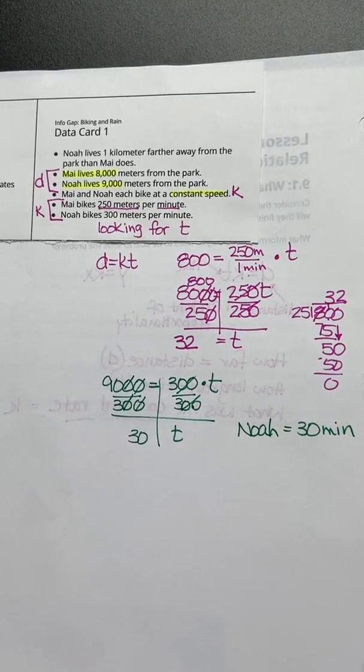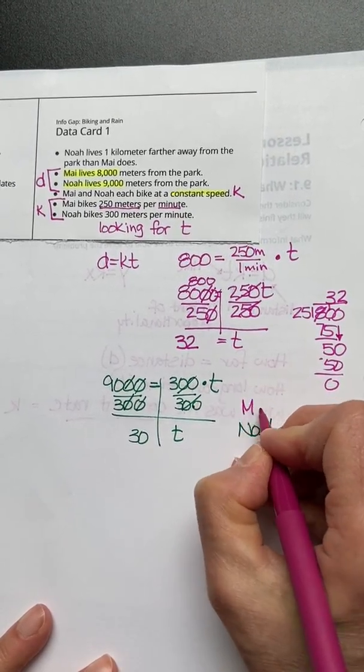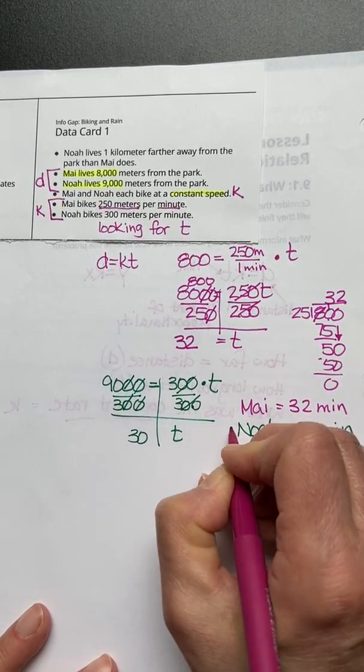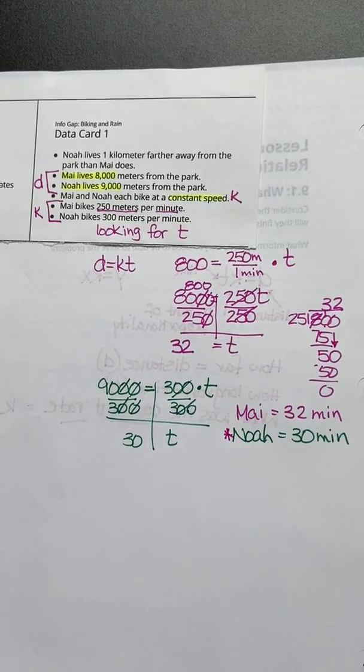And it took May, whatever her name is, 32 minutes. So Noah's the winner, okay? So that's one of the ones, okay? That's where you're going to pick apart the information and it makes it a lot easier, all right?